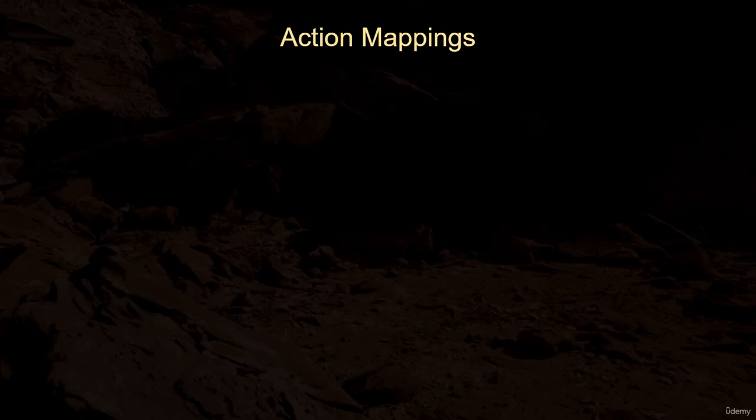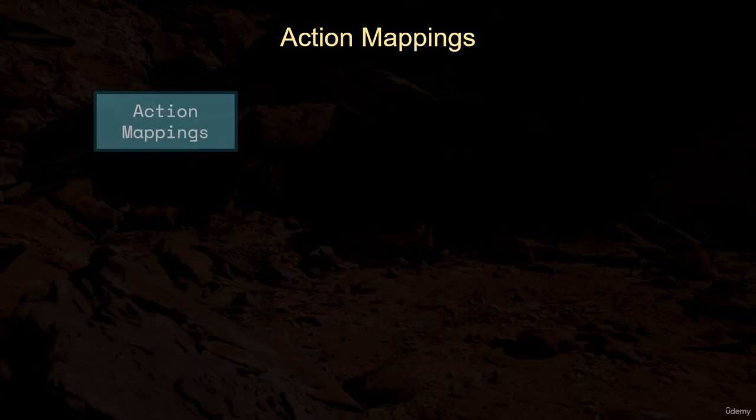Welcome back. We know all about axis mappings now, but when we created our axis mappings, there was another type of input mapping called an action mapping there in the project settings, and we don't know how those work yet. So let's talk about those. Action mappings are a lot like axis mappings. They're pretty similar, but there is a key difference.